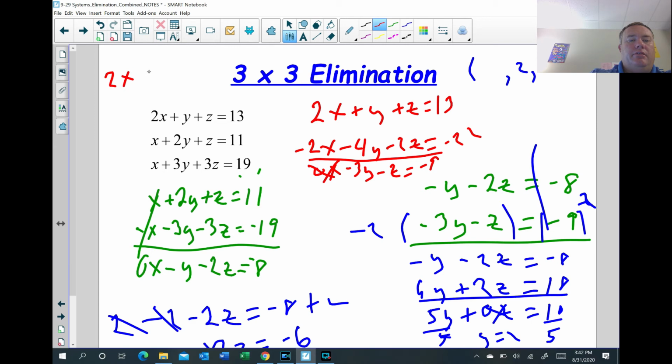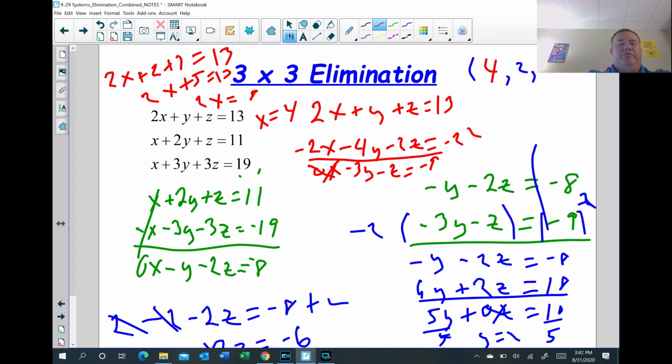2x plus y, which is now a 2, plus z, which is now a 3, is equal to 13. Now, 2 plus 3 is 5, so you get 2x plus 5 equals 13. Add -5 to both sides, you get 2x is equal to 8. And then from there, you get x is equal to 4. So you get a 4, a 2, and a 3.